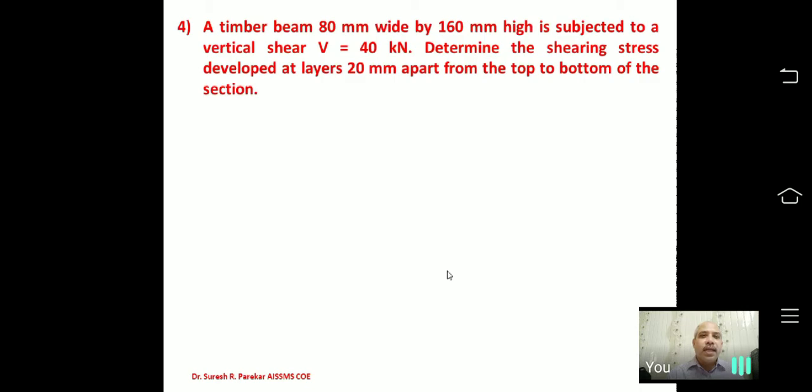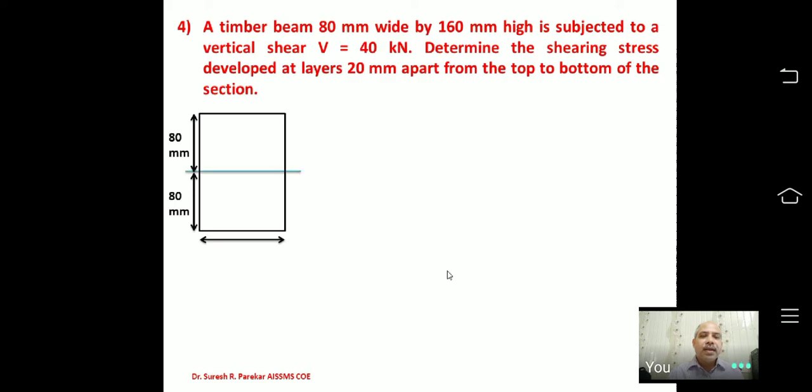Now you go to the fourth. Now a timber beam 80 mm wide, 160 mm high is subjected to a vertical shear of 40 kilonewton. Determine the shearing stress developed at a layer 20 mm apart from the top to the bottom of the section. See, we have the section given. Depth is 160, width is 80, neutral axis at 80.